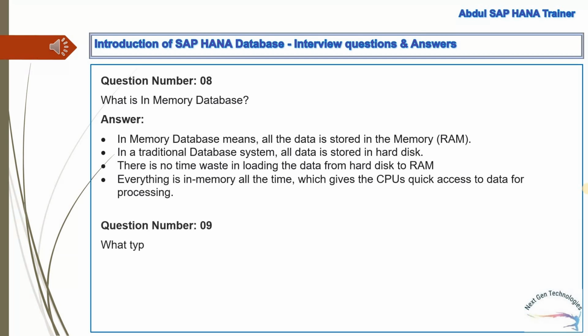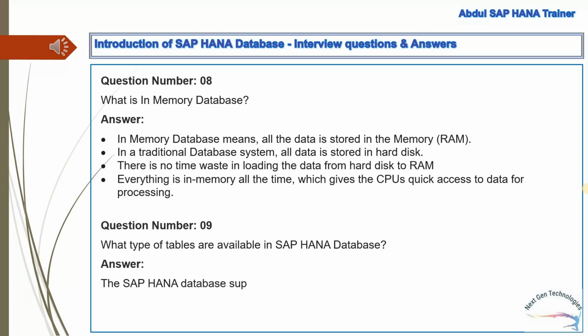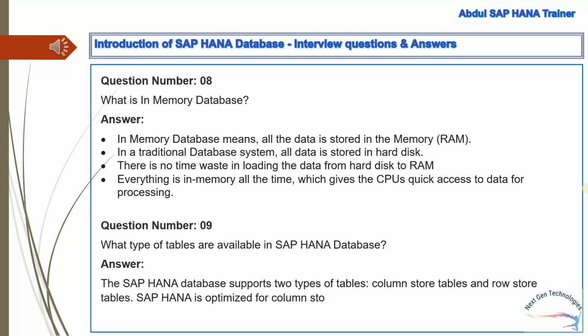Question number 9. What type of tables are available in SAP HANA database? Answer. The SAP HANA database supports two types of tables, column store tables and row store tables. SAP HANA is optimized for column storage and this is the default table type.